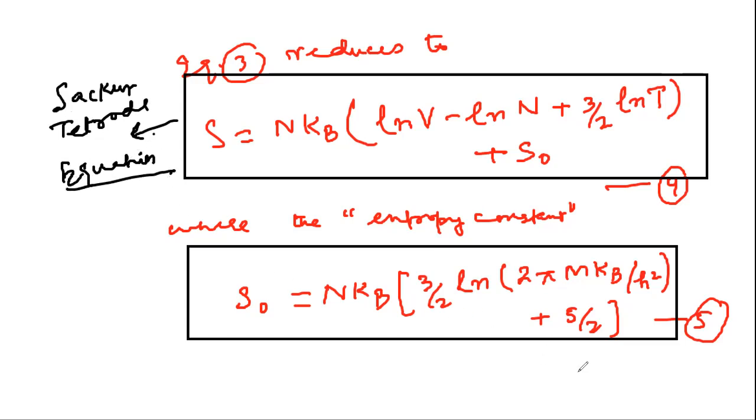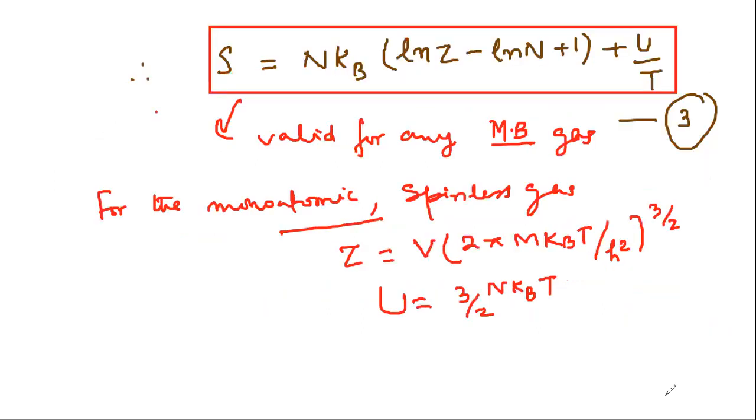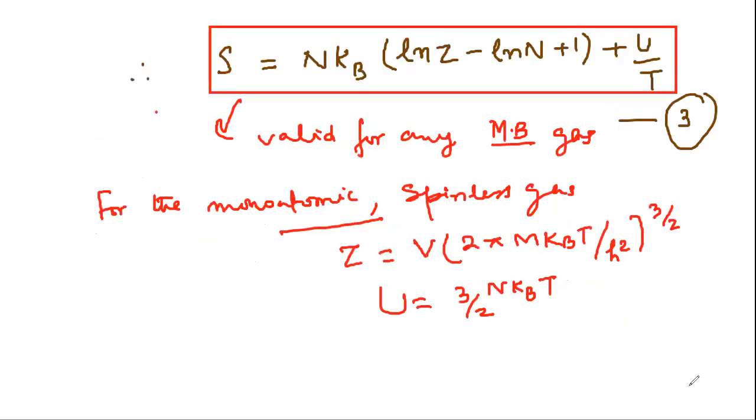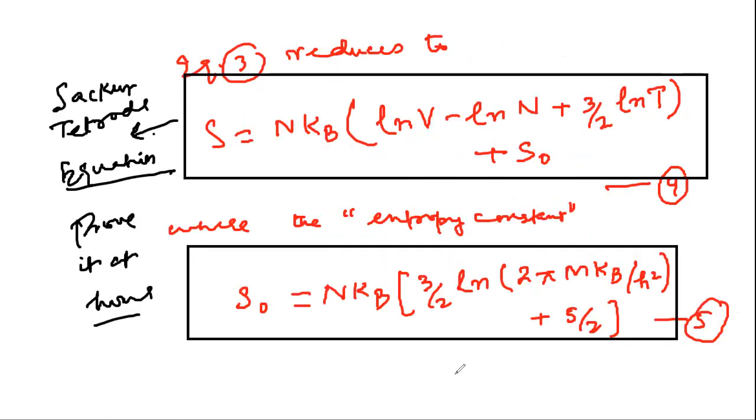So to get this equation, that is your homework. Prove it at home. You have to make use of Z equal to this expression and U equal to this expression, in the general expression for any Maxwell-Boltzmann gas, equation 3, and get the Sackur Tetrode equation.